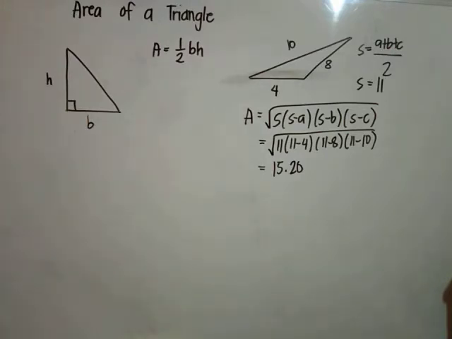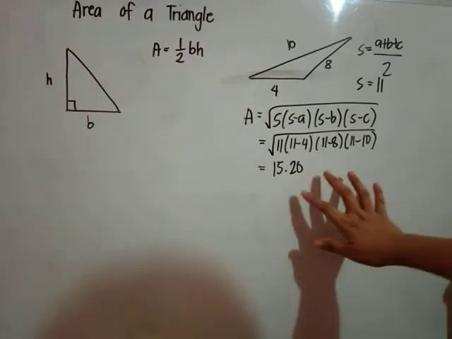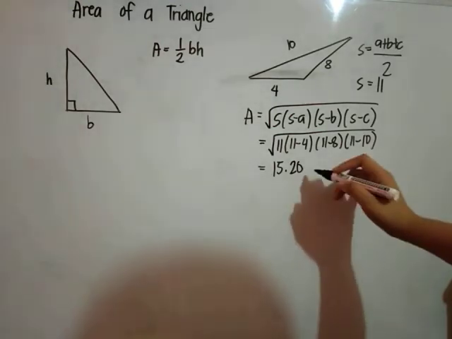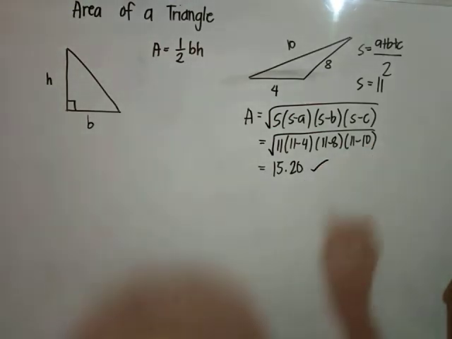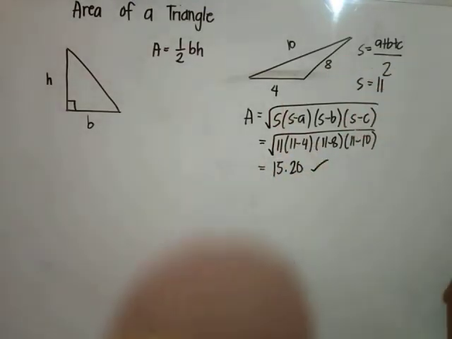Yung area ng triangle natin. So, ito yung pagbabasehan natin. So, ito, develop formula na to by Heron's formula. So, halimbawa, hindi ko siya tuong. So, ano kayang way ko para makuha yung area nito?